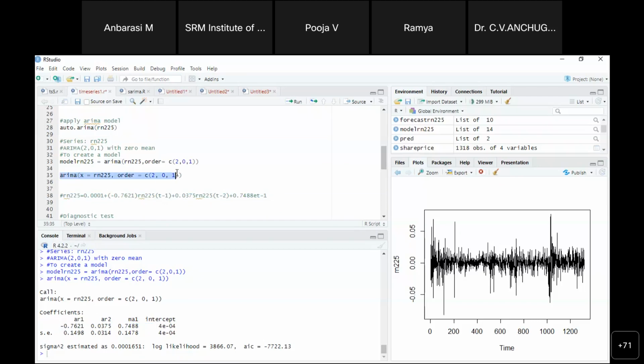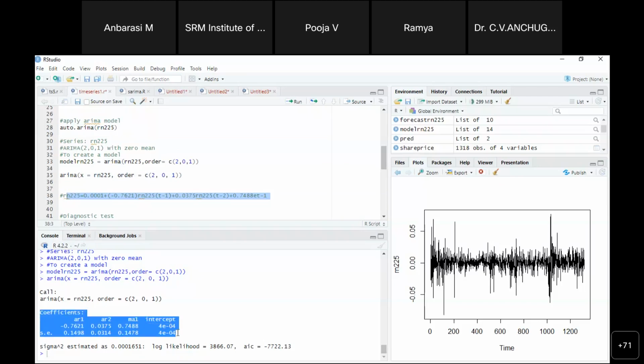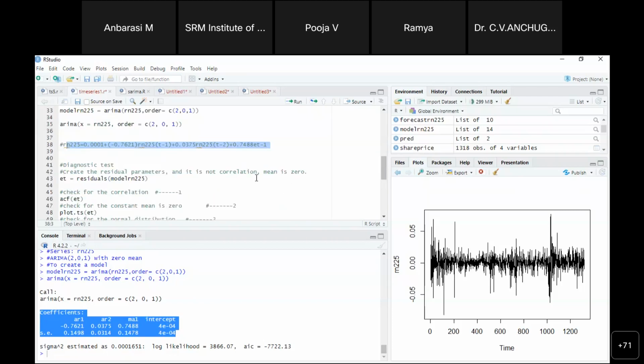once you execute that particular model, then this equation only we have to specify. Try to convert it into equations. Whatever coefficient values we have, you should convert them into an equation. After converting into an equation, then what we have to do is go for the diagnostic check test.